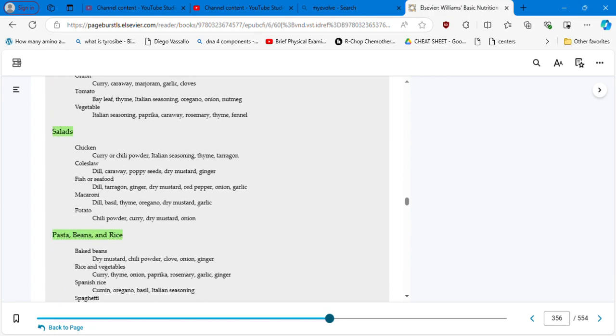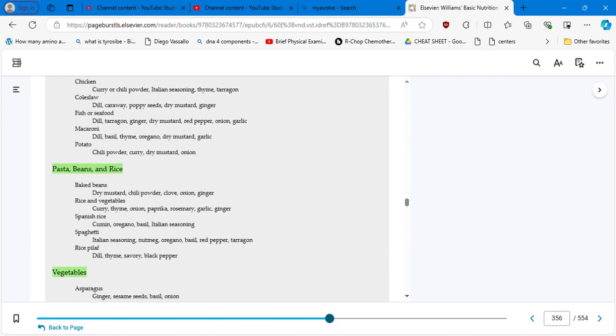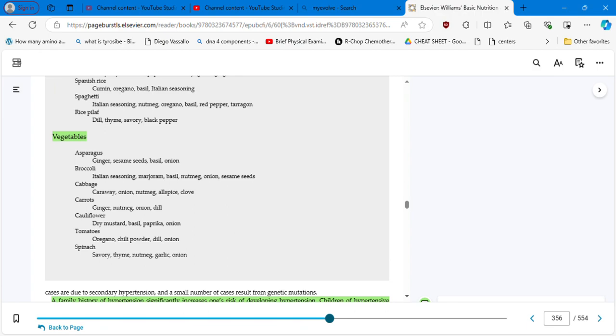You want to cook a salad with coleslaw, you can season with dill, caraway, poppy seeds, rye mustard, ginger. Try it, guys, instead of using that much salt. For the vegetables, you can use ginger, sesame seeds, basil, onion. I usually use this for my asparagus that I cook in the oven. I bake them because I buy them frozen, organic. So I bake them for 10 minutes with just a little bit of pepper and extra virgin olive oil, and yes, a little bit of salt, but I use Himalayan salt, and I don't have a problem with the heart, and I use very little salt.